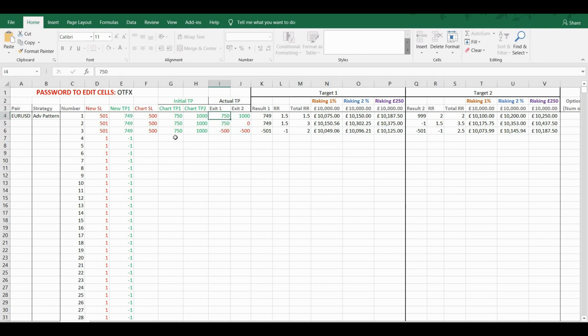I mean, obviously the figures might differ, so you might have 500 pip stop loss, 750 pip profit target, 1,000 pip second target, 75 pip target, 100 pip target, and then if you restretch the fib levels, you might make only 600 on the first trade and 800 on the second trade.